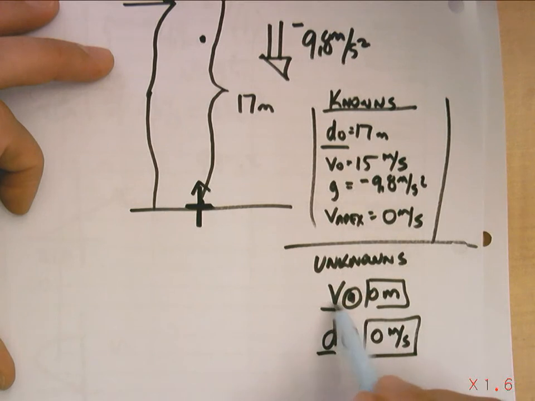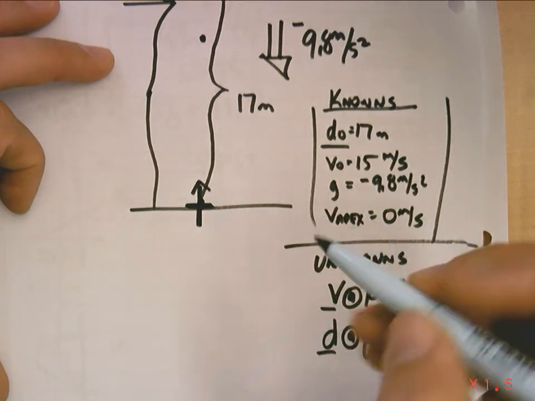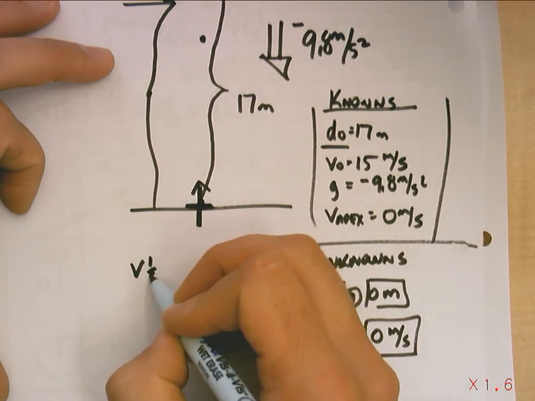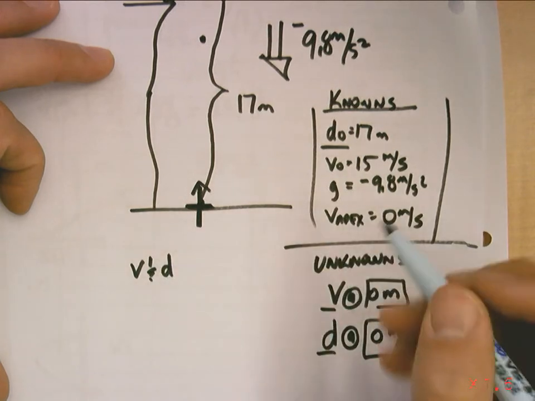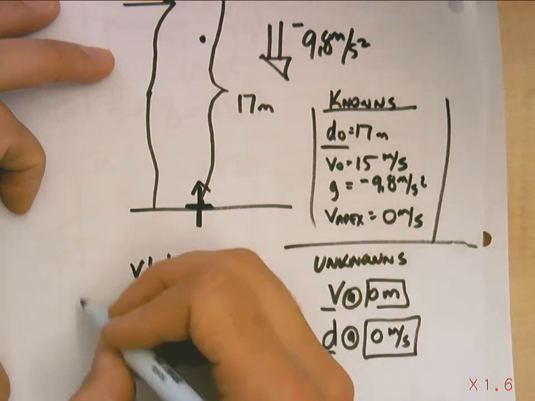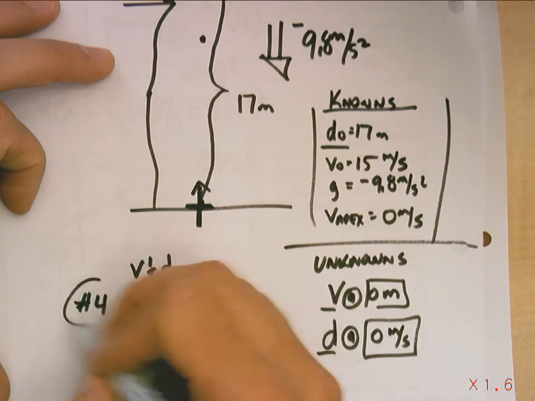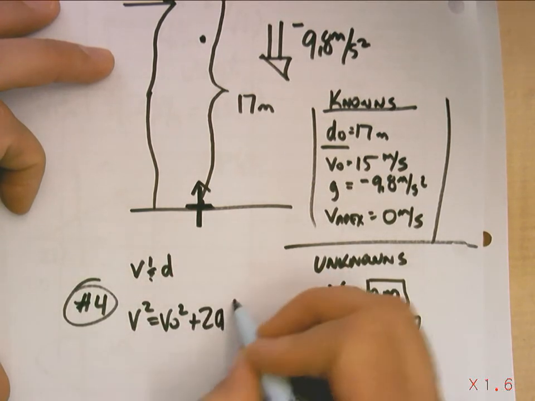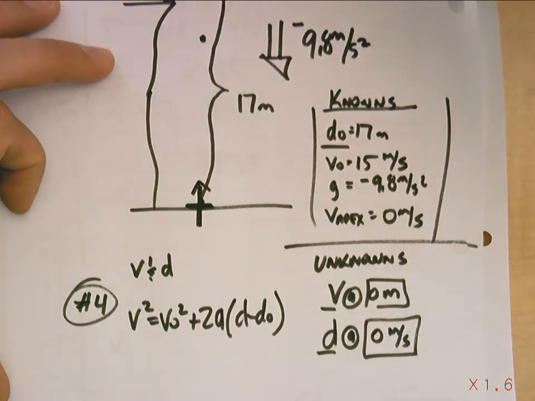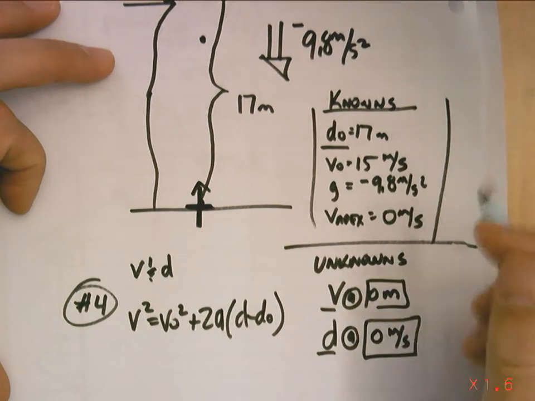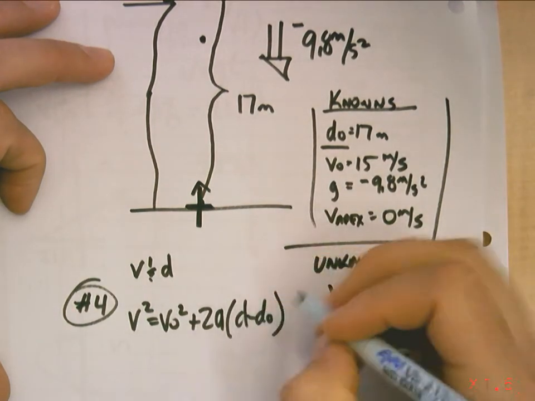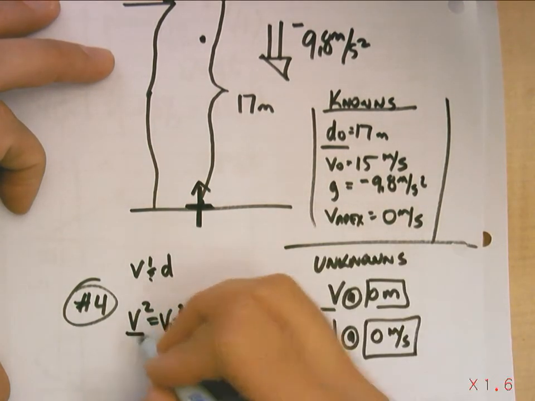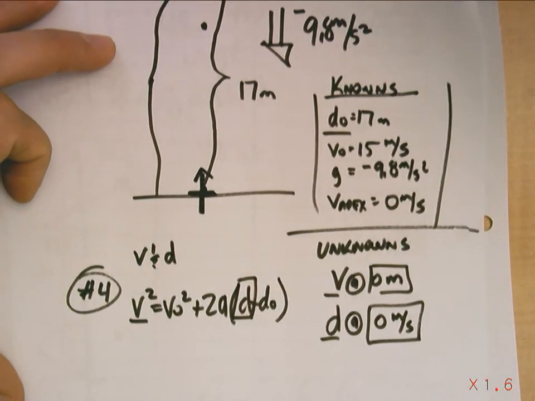So let's look at v at 0 meters. So v and d is what we're working with. What's the 1-step for v and d? Well, that's number 4. Number 4 is v squared equals v naught squared plus 2a times d minus d naught. Put in all our variables. We want to control it with d, so I box up d and I underline v. And that's all I had to do.